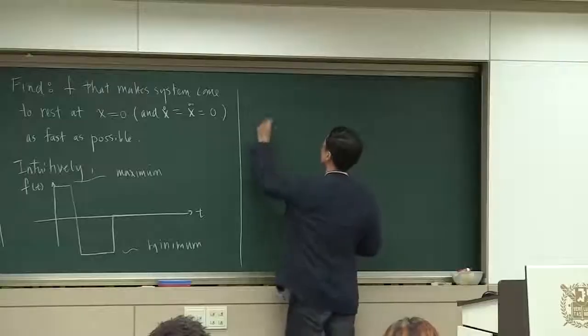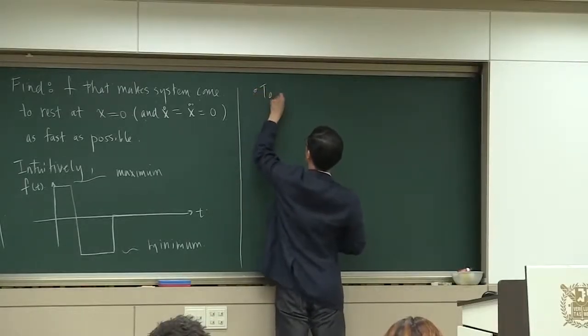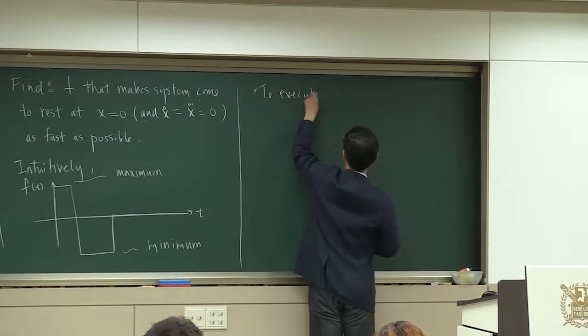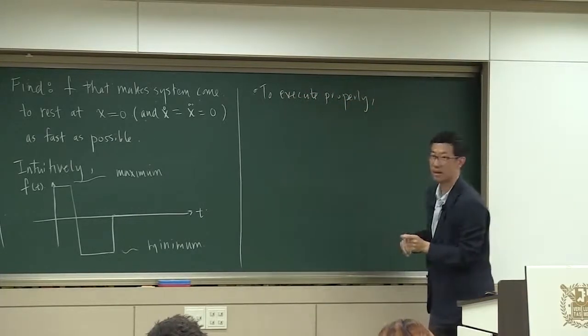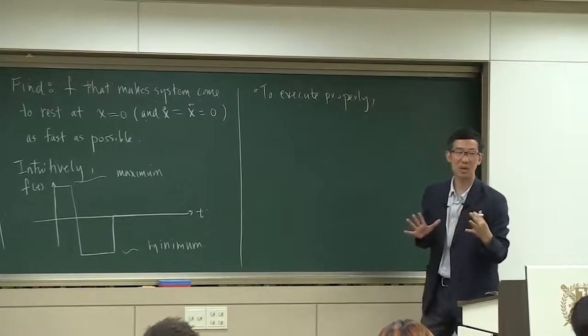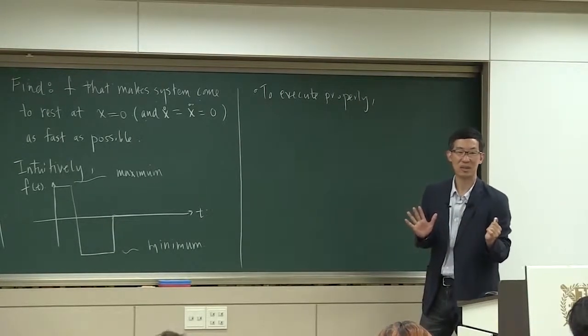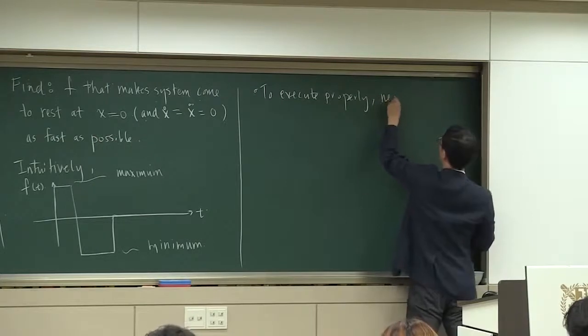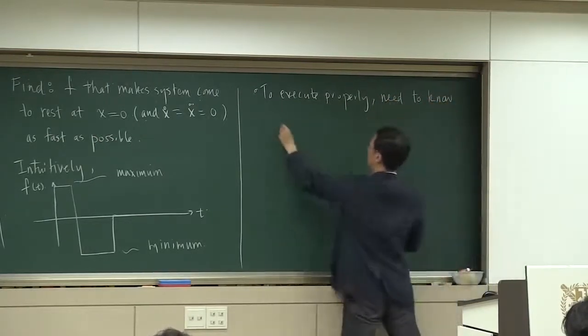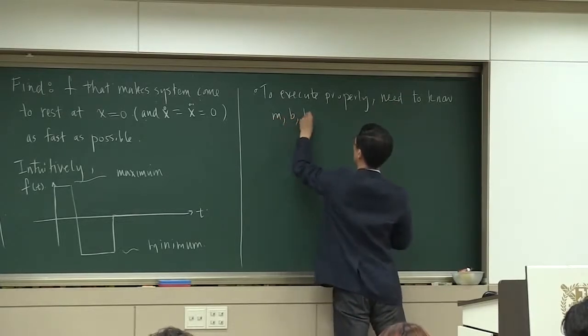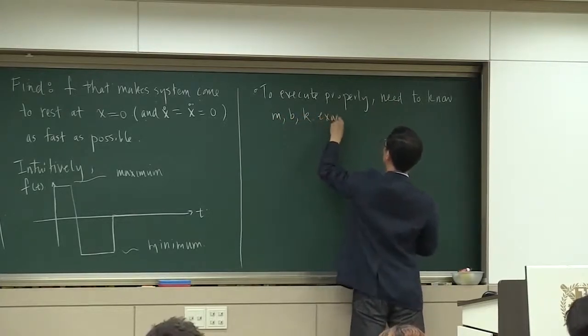It's the same situation for this problem. In order to make this really work, to execute properly, we need to know the exact values of the model parameters. We need to know, for example, m, b, k exactly.